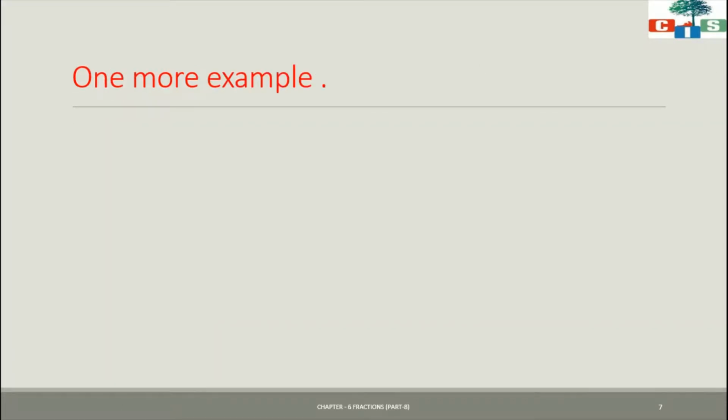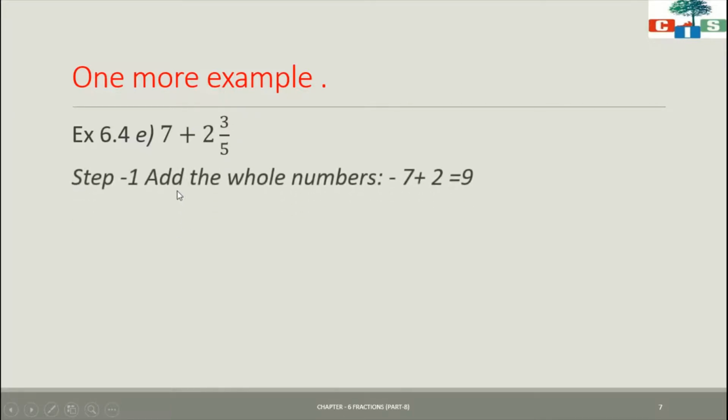So scholars, one more example we will see of exercise 6.4, question number E, that is 7 plus 2 and 3 upon 5. Now scholars, here we have one whole number and one mixed fraction. So let's see how to solve this sum. It is very easy to solve. Okay. So the first step is that we have to add the whole numbers. Okay. So here we have one whole number only, and in the second mixed fraction, the whole number is 2. Okay. So what will we do?